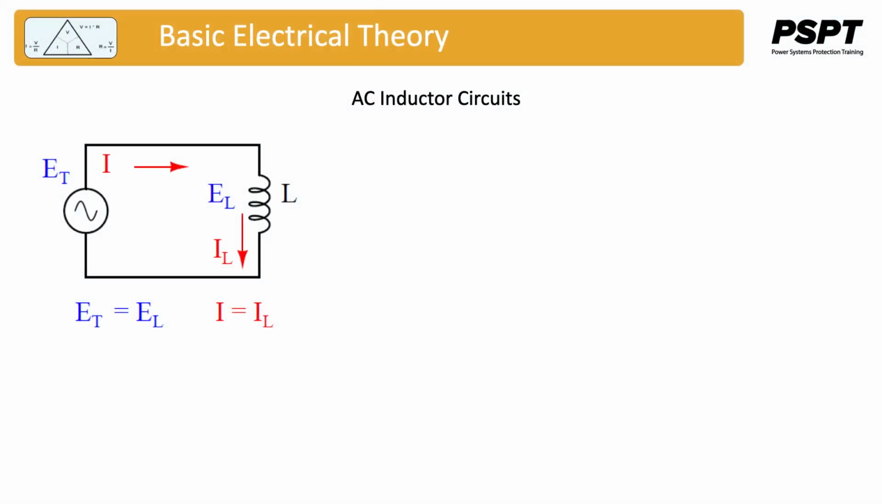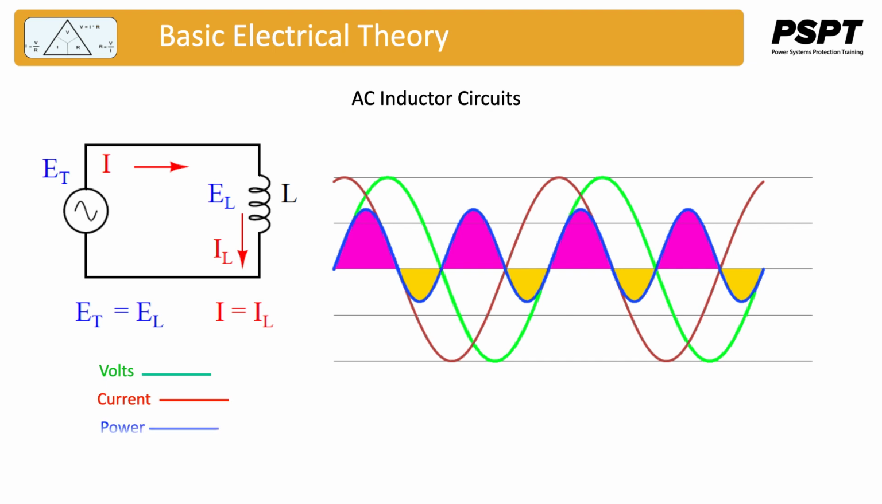Let's take a closer look at the power flow in a purely inductive circuit. We know that the current, IL, in the inductor is going to lag the voltage, EL, by 90 degrees. The power flow, which is given by the product of the voltage and the current, part of the time is positive and part of the time is negative. Whenever the voltage and the current are of opposite polarities, one positive and the other negative, the power is negative, and this can be seen by the yellow shading in our diagram.